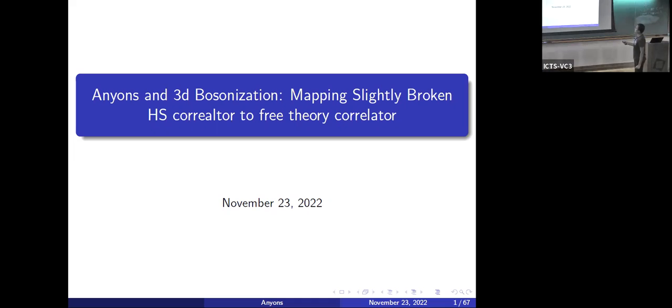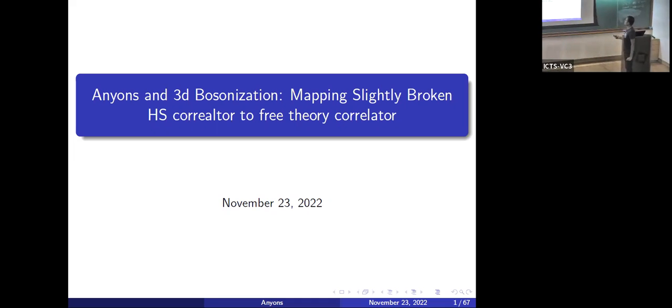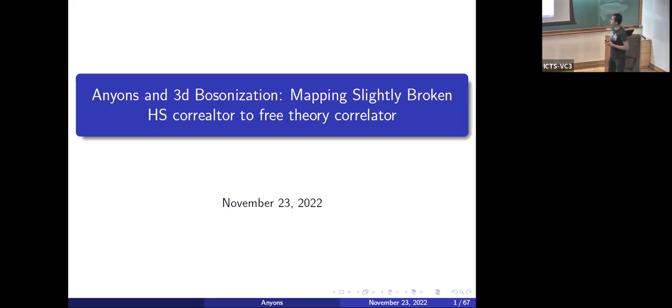So I'll be talking about anyons and 3D bosonization, and the theories that I'll be mostly interested in are Chern-Simons matter theories in 3 dimensions. What I'm going to show in this talk is that correlation functions of operators of any spin can be mapped to free theory correlators. That is what I'm going to discuss.